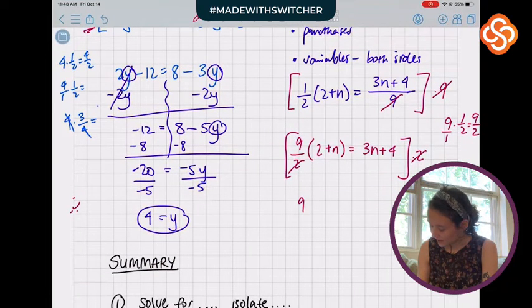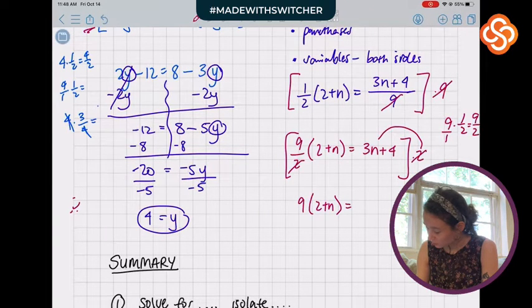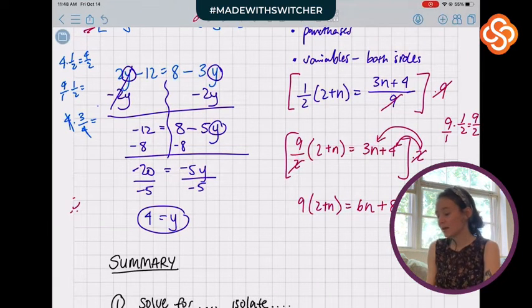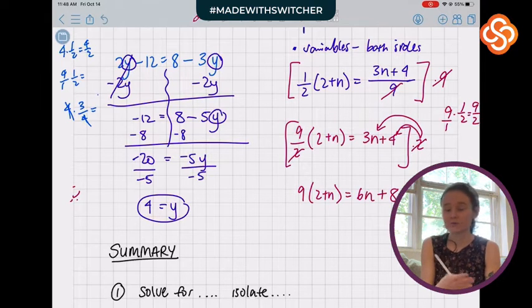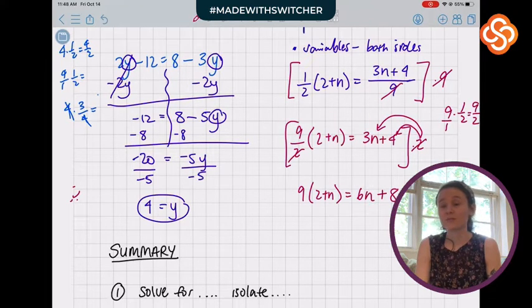So I'm going to have 9, 2 plus n is equal to, now I have to multiply this 2 by the 3n, which is 6n, and the 2 by the 4, which is going to get me 8. Okay, got rid of the fractions. Please clean up your fractions first. What are fractions? They are division. Do the opposite of division. Just multiply that stuff out.